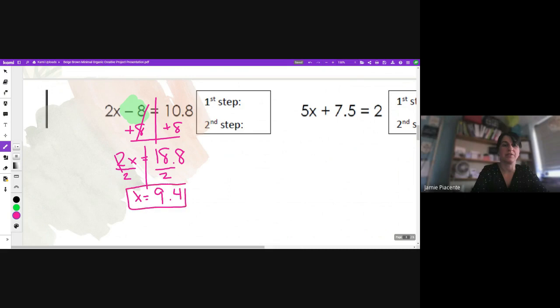We are not going to be doing any checks today. We can do checks another time. I just want to make sure you guys fully understand how to do this.